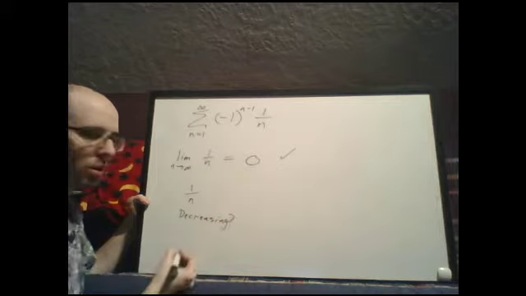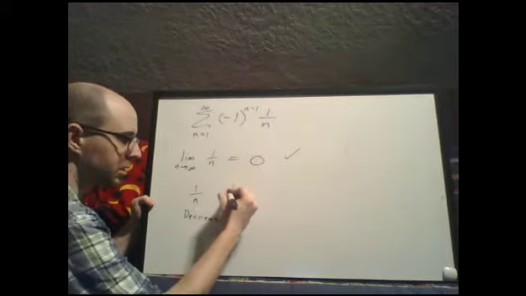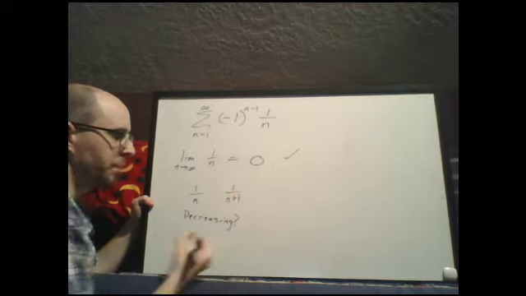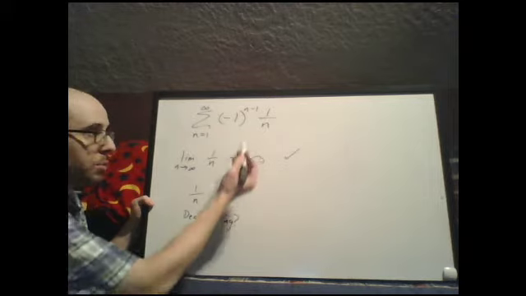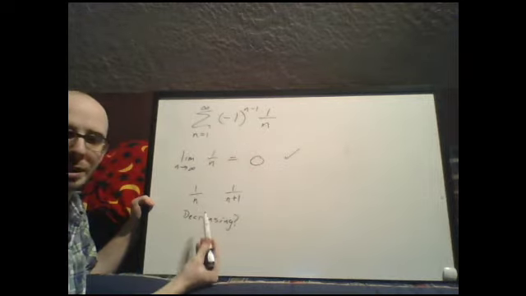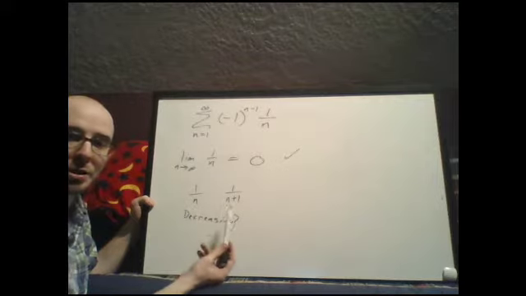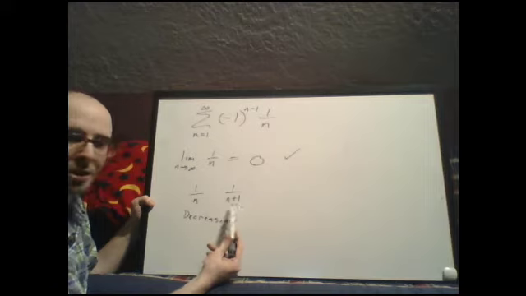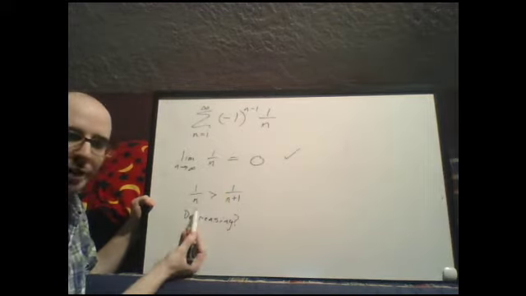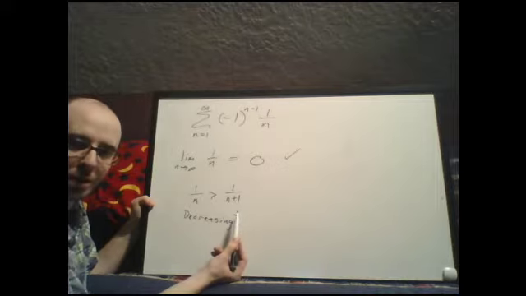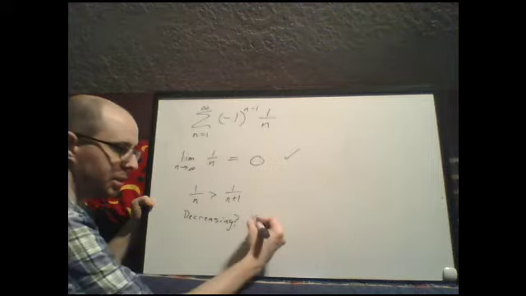Well, you can see that if n gets bigger, this fraction gets smaller. But let's think of it more formally. 1 over n and 1 over n plus 1 are two consecutive terms of the sequence. If it's decreasing, the earlier term has to be bigger than the later term. Well, this one has a larger denominator, so it's a smaller fraction. So 1 over n is bigger than 1 over n plus 1, which is then bigger than 1 over n plus 2, and so on. So yes, it is decreasing.